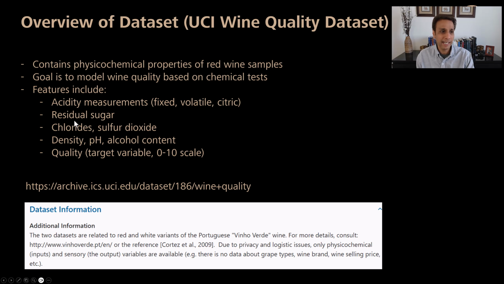What do I mean by that? It has acidity measurements, residual sugar, chlorides, sulfur dioxide, density, pH, alcohol content, and what you predict, or the output, is quality. So if you're doing a machine learning experiment, you're trying to see how quality can be modeled or predicted based on all these other attributes. The quality is between 0 to 10. You're basically ranking the wine, how good it is, between 0 to 10, and then these are all the attributes.